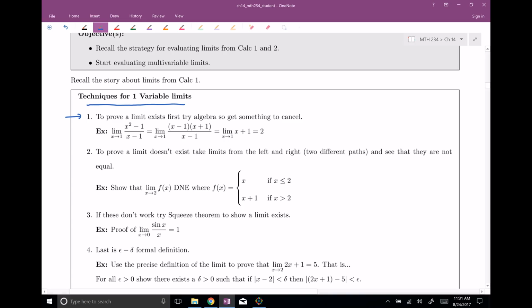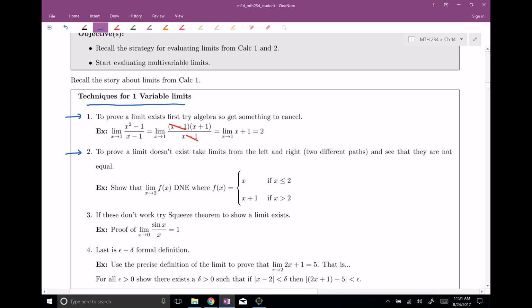So if you have a problem like x squared minus 1 over x minus 1, the claim is if you factor the top, then you get x minus 1s. These nicely cancel, so you get x plus 1. Again, x was going to 1, so you just plug in a 1 everywhere you have an x, and that gives you 2. So that was the first thing we learned back in our Calc 1 days.